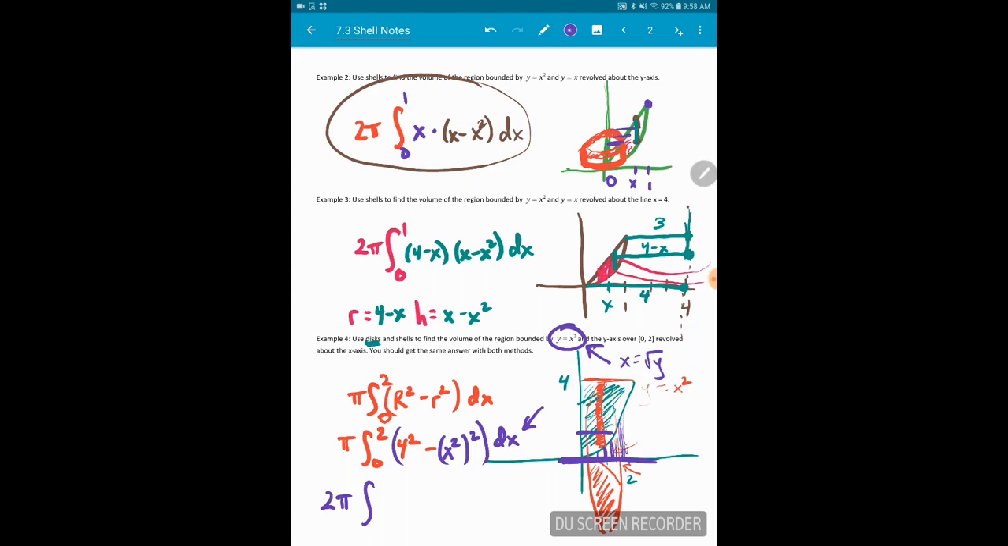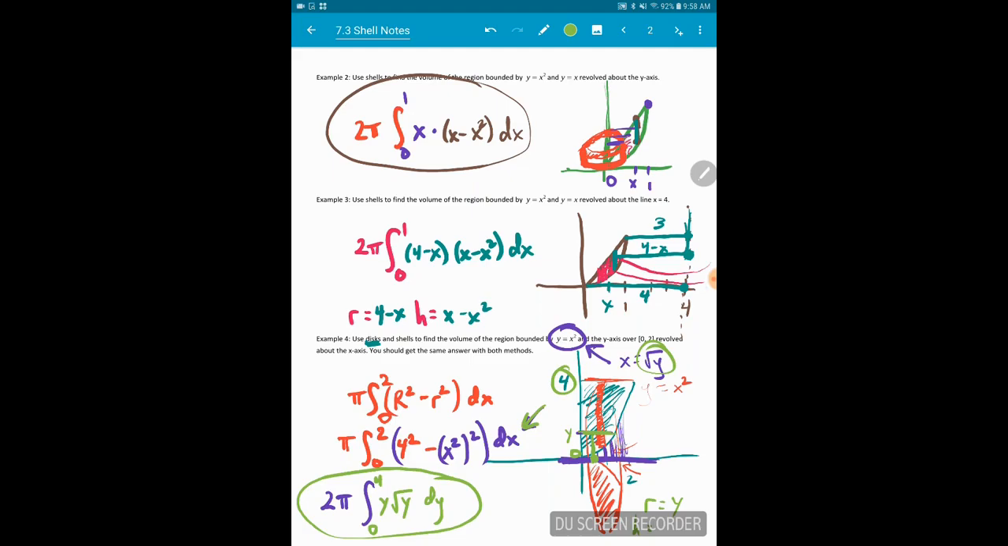So now I have to figure out what my r and h are in this case. The radius is going to be from the line of rotation to wherever my value is. So the radius appears to be y. And then the height of my figure is the square root of y. So I get y times square root of y dy. Now my bounds have to be in terms of y, so that's going from 0 to 4. So this is the shell method, and then this is the disk method, and they should end up giving me the same answer.